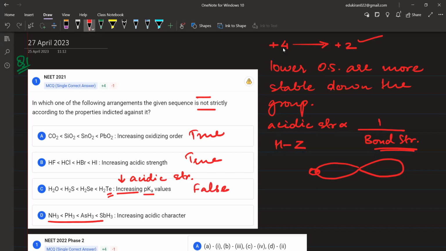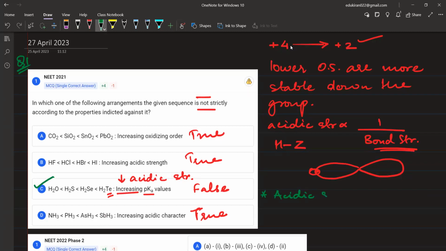And again, as you see in the nitrogen family here, the increasing acidic strength is also present, so this is also true. As we go down the group, the acidic nature of hydrides increases. They are asking which is not strictly according to the property indicated, and that will be option number C. All of you understood this? Yes or no? Please tell me.